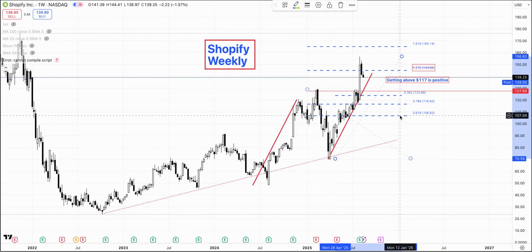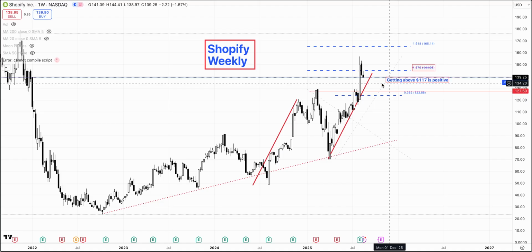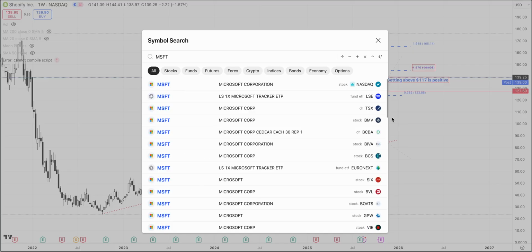Okay, so I'm gonna actually remove this part because we don't really need this anymore. 124 maybe right into the structure. So yeah, I think that is a possibility. So what we're looking at is Shopify. Now let's take a look at Microsoft.